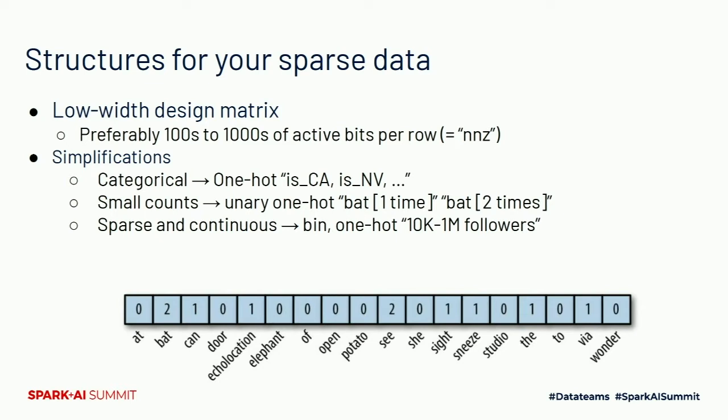And one of the ways to convert the data into this kind of sparse binary format is to apply one-hot encoding over categories, like taking the states and generating 50 binary columns, one for each state, converting some small counts to unary features, and if something is sparse and continuous, binning it first, and then one-hot encoding the bins.